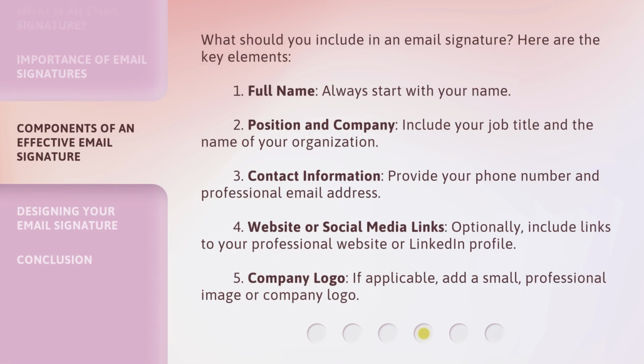What should you include in an email signature? Here are the key elements. 1. Full name. Always start with your name. 2. Position and company. Include your job title and the name of your organization. 3. Contact information. Provide your phone number and professional email address. 4. Website or social media links. Optionally, include links to your professional website or LinkedIn profile. 5. Company logo. If applicable, add a small, professional image or company logo.